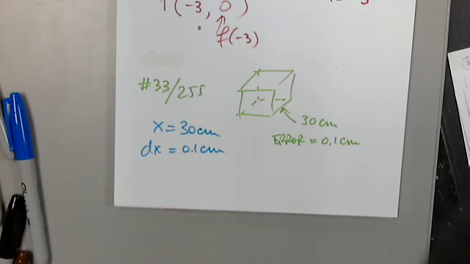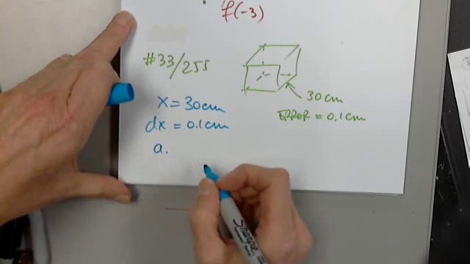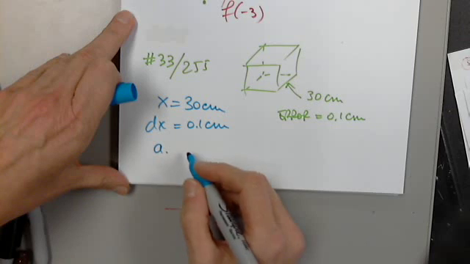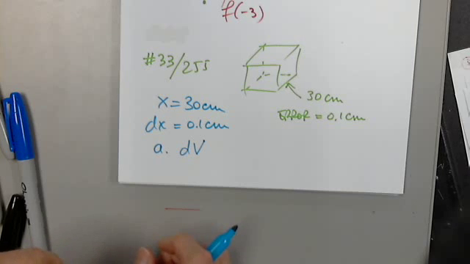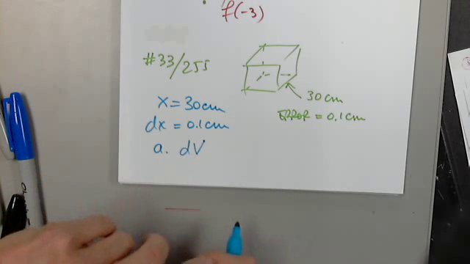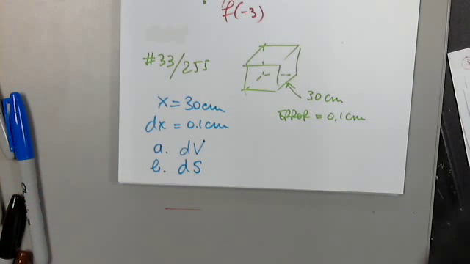Use differentials to estimate the maximum possible error, relative error, and percentage error in computing the volume of the cube and the surface area of the cube. So in part A, they want us to find what? dV, the volume, and then in part B, dS, the surface area. Of course, they also want dV over V and the percentage, but this is the main idea for part A and part B, and we will determine all of them.